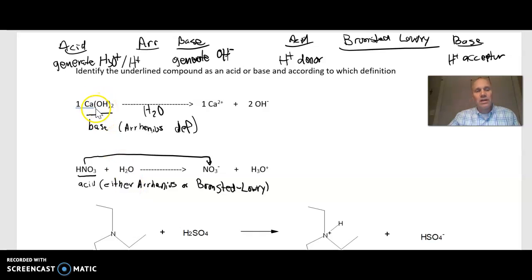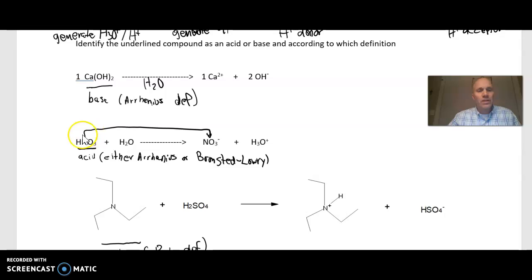If I showed calcium hydroxide dissolving in water to make these ions right here, could we identify this? This would be a base because of the Arrhenius definition. If you take a look at the Arrhenius definition of a base, it's something that generates OH minus, and what we should say is when reacted with water. And that's what happens here. Notice we could not use the Bronsted-Lowry definition. There's nothing about this saying that this is accepting a hydrogen the way this is drawn.